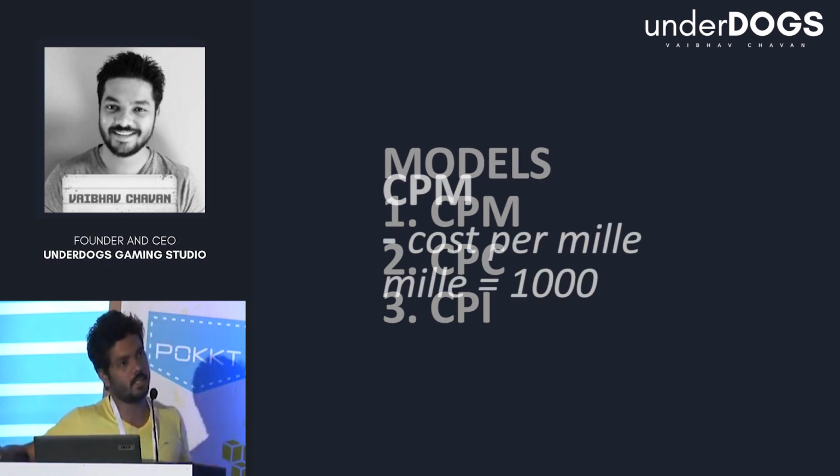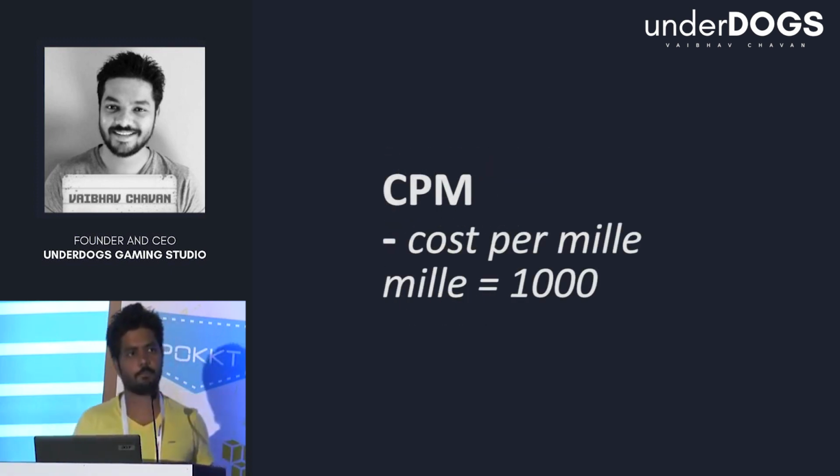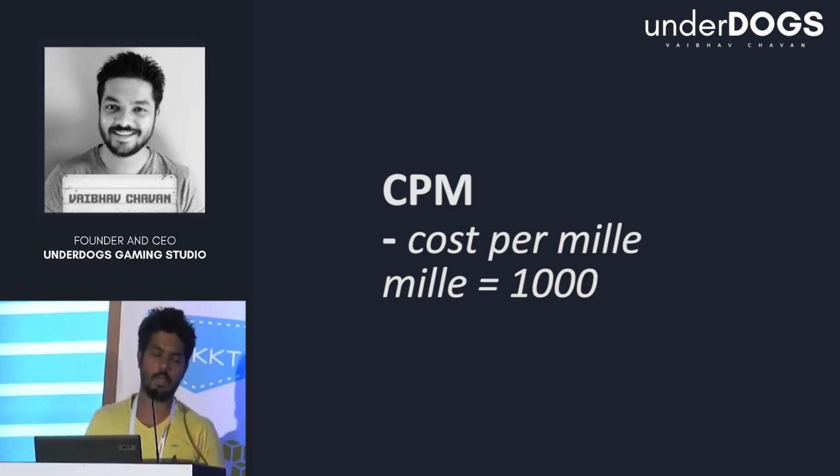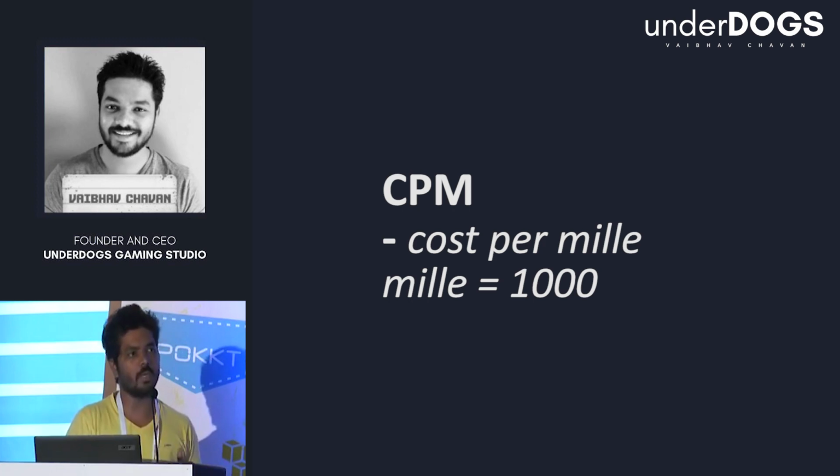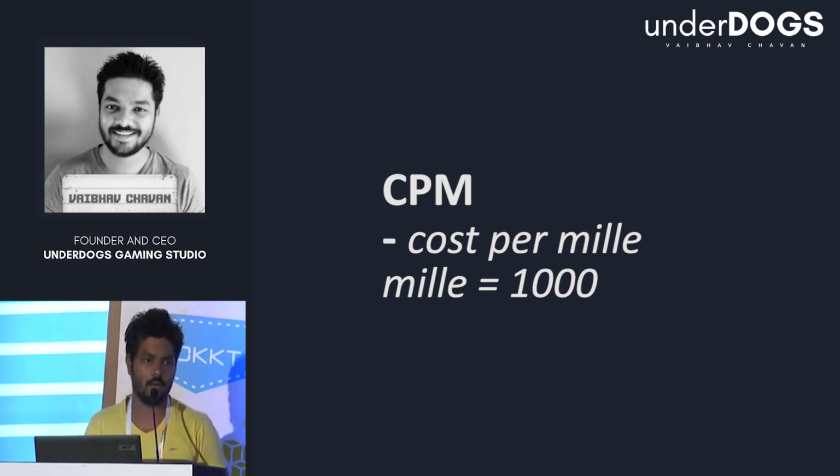So CPM stands for cost per mil. Now, mil is a Latin word which means 1,000. So CPM is basically cost per 1,000 impressions. So in this, advertisers pay ad networks on every 1,000 impressions that they give to their ad.